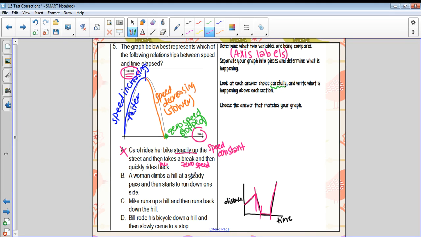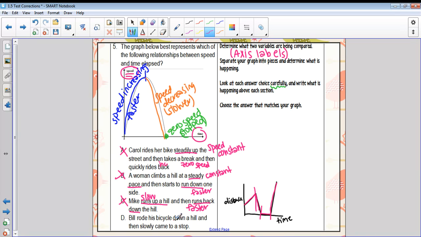Okay, letter B. A woman climbs a hill at a steady pace. Again, this would be a constant, or that flat line, and then starts to run down one side. When you run down a side of a hill, you get faster. Not what my graph is doing. Letter C. Mike runs up a hill, and as you run up a hill, you're going to start getting slower and slower and slower as you go steeper up that hill. So he's going to go slower, and then he's going to hit the top and run back down. When you run down a hill, you start going faster and faster and faster. Remember when you rolled down the hill when you were younger. Okay, so that would be slow, then fast. Ours goes fast, then slow. It's not letter C. Must be letter D.